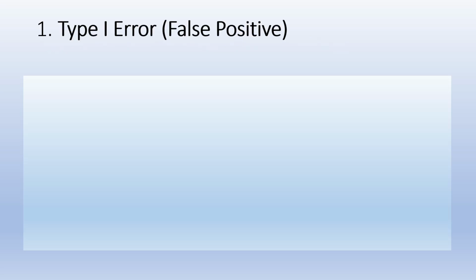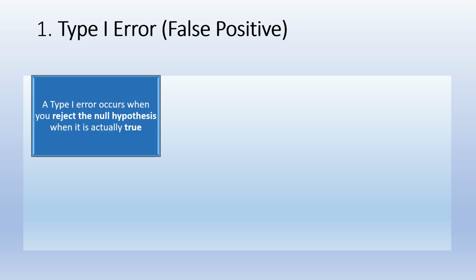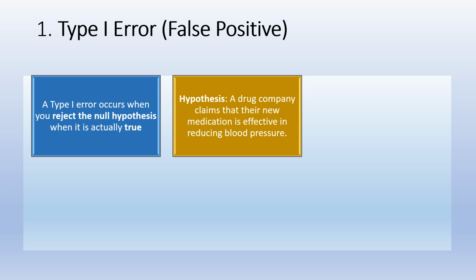Type 1 error, which is also called a false positive. A type 1 error occurs when you reject the null hypothesis when it is actually true. This means that you incorrectly conclude that there is an effect or difference when in reality there is none. It is also referred to as a false positive.